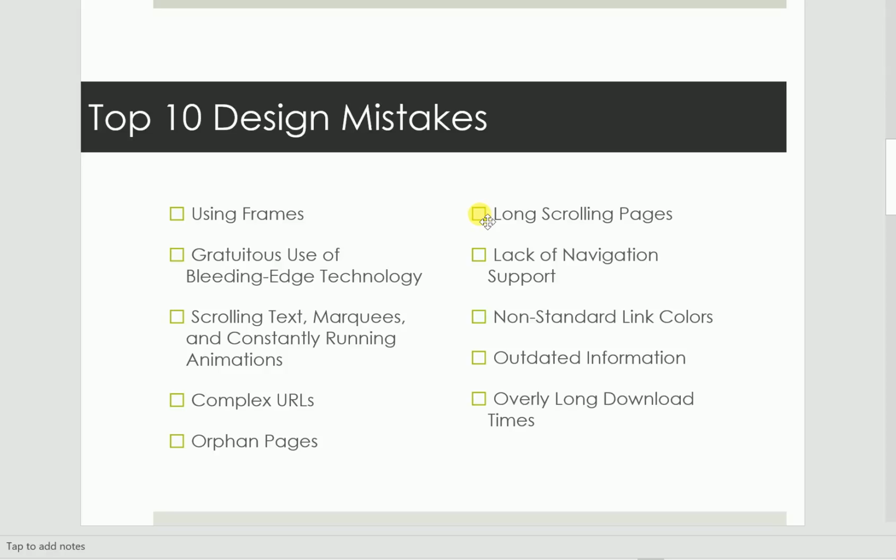When the user has to scroll down, is that information important? Should the information be moved up in order for the user to locate it without having to scroll down? Because some users won't scroll down. They'll only scroll down if they believe there is something useful on the lower page.